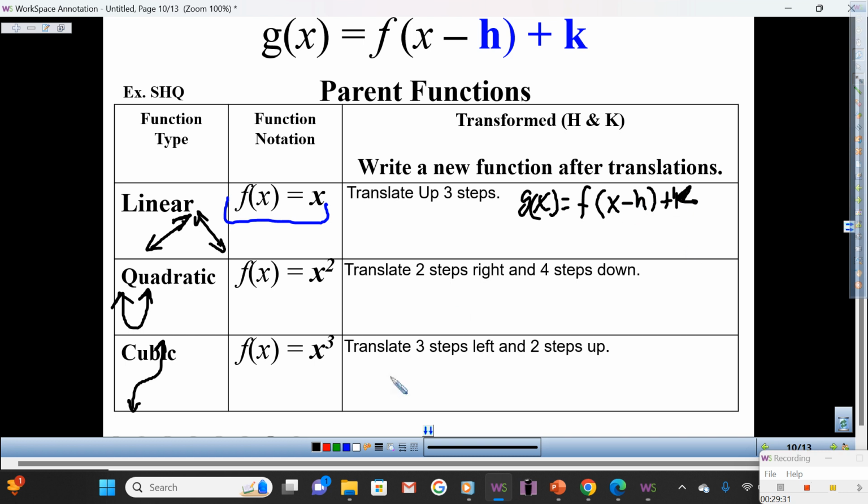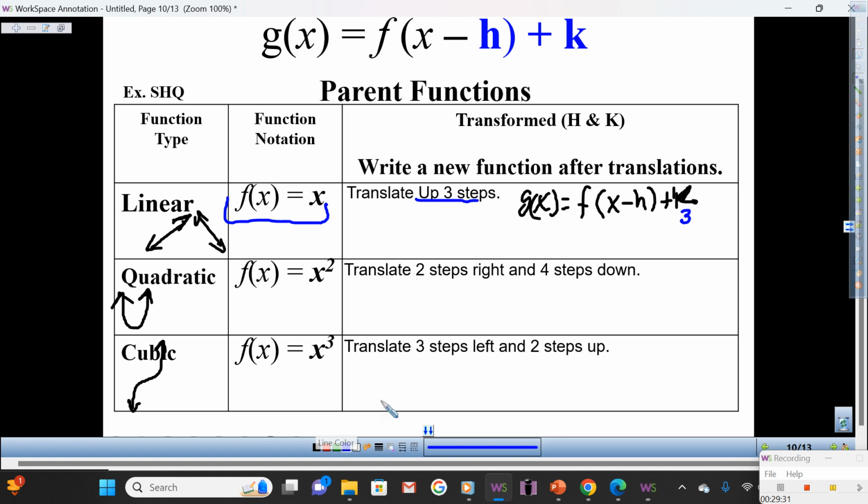So, question, where do I write the 3 if I'm going up 3 steps? Tell your neighbor where to write it in here. If we're going up 3 steps, where does it go here? All right, where do we write it, Selena? On k, yes. So right here. So write it underneath, right there.